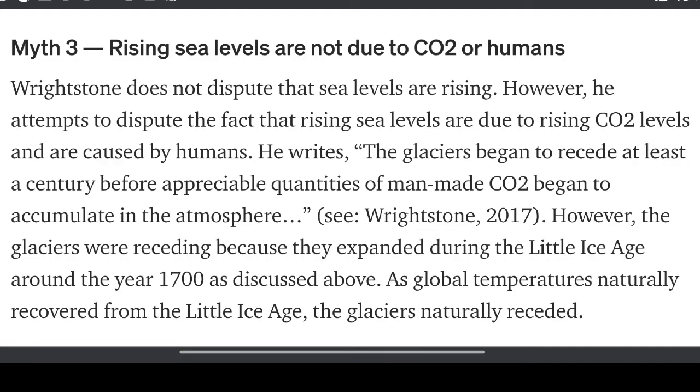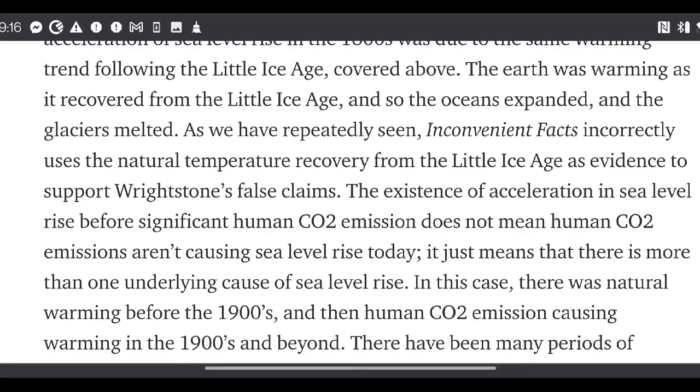Okay, rising sea levels are not due to CO2 or humans. Again, so I'm going to push through here. The Earth was warming as it recovered from the Little Ice Age. So this is an interesting point here he does raise. Okay, good on him.